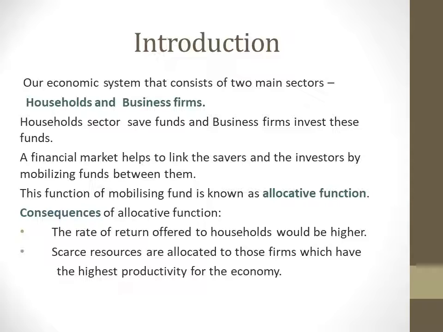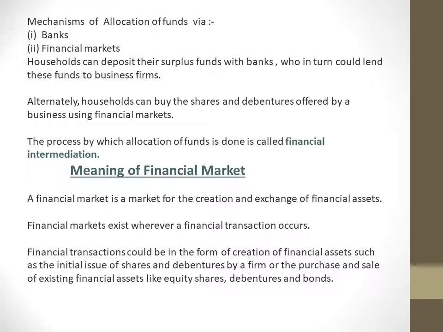So the financial market is the market from where the corporate sectors arrange funds, and sometimes individual investors too. Let's see the mechanism of allocation of funds, by which the corporate sector gets the funds. Basically we are concerned here with the corporate sector, as I discussed earlier. These corporate sectors get funds from the banks as well as financial markets.